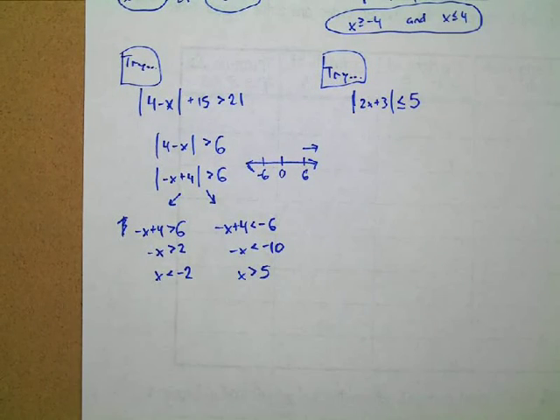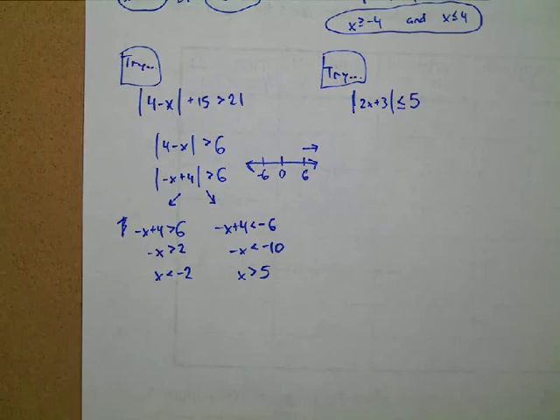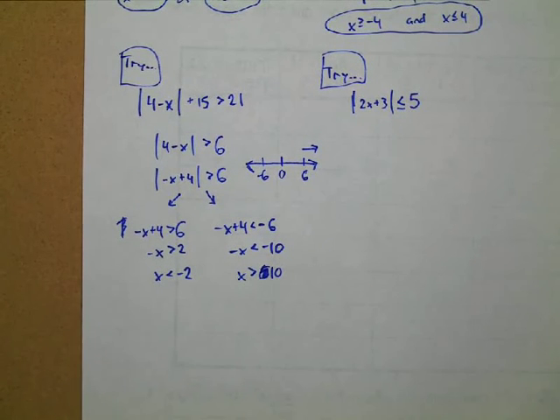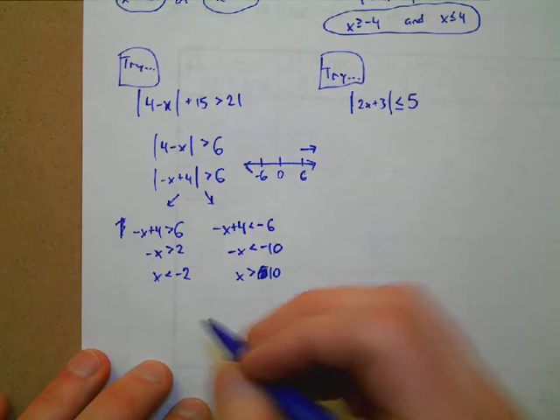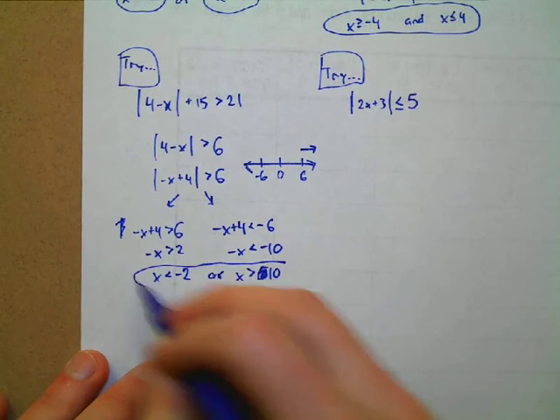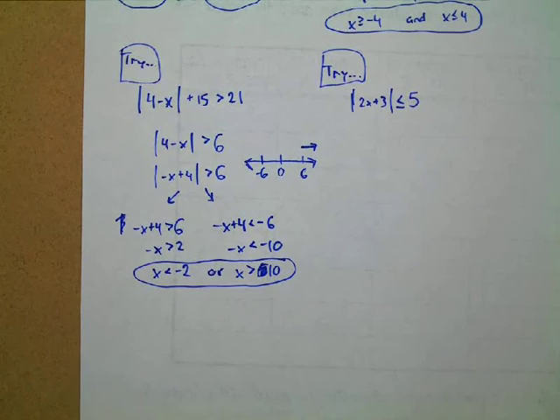Why did that 10 become... Yeah, it should be a 10. Sorry about that. Okay, and so these are our two inequalities. And this is an or because they're going different directions. They don't overlap. Or.